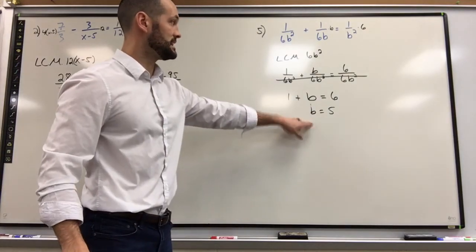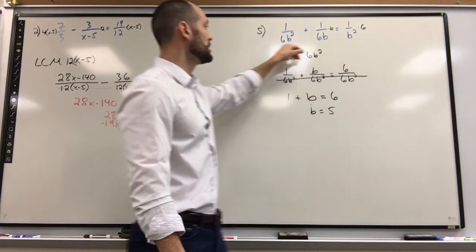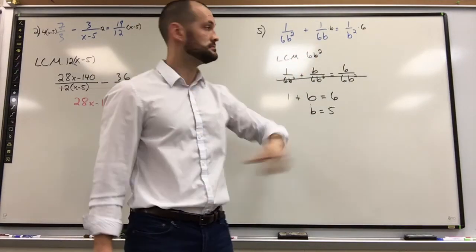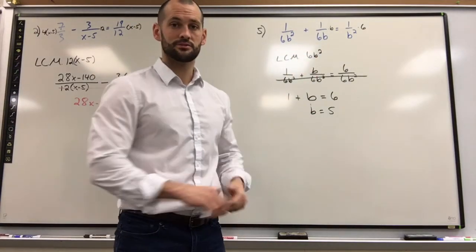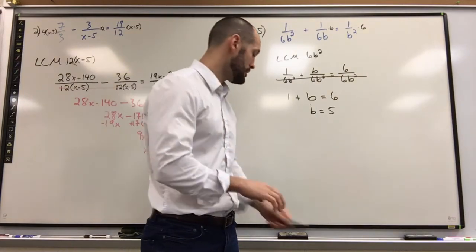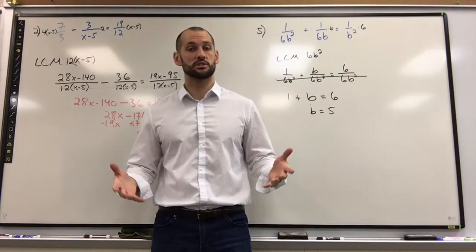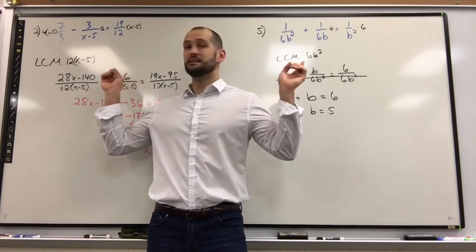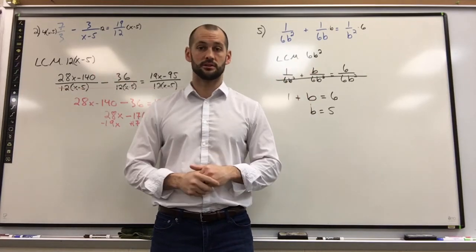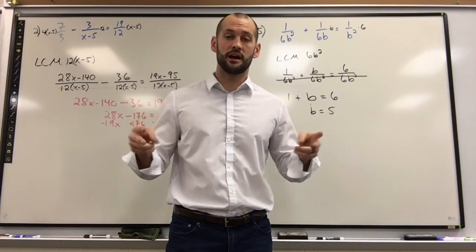Let's check. Does it violate anything? The only excluded value here was a 0. That's allowed. Answer's 5. Quick tutorial on how to solve rational equations when you have very basic denominators. Day 2 will get a little nasty, but for now, enjoy.